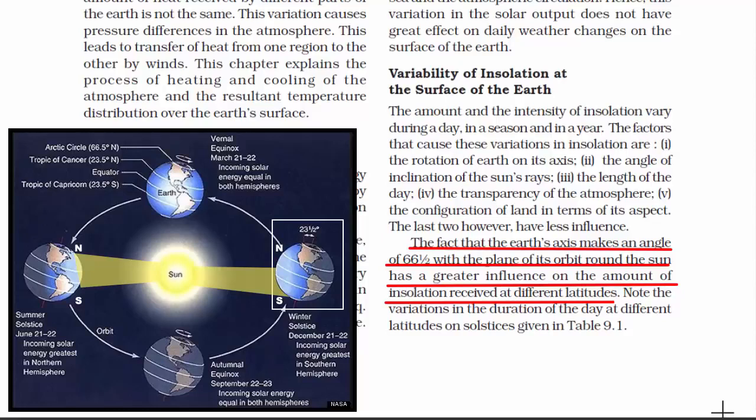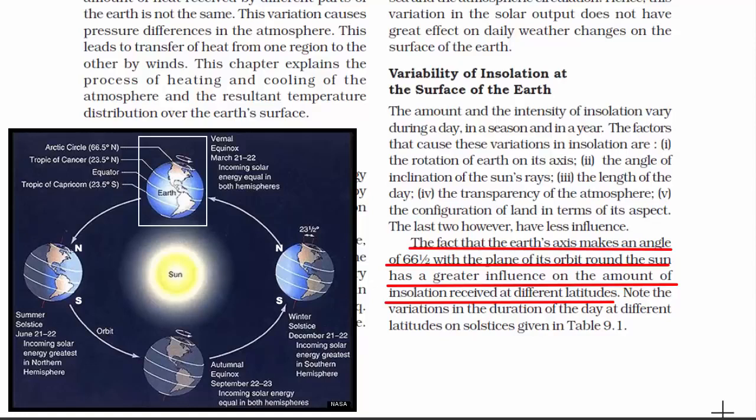Now from winter solstice, the Earth moves towards vernal equinox. This is in the month of March. Again, just like autumnal equinox, even in vernal equinox, both the northern and southern hemispheres receive an equal amount of sun rays, and the length of day and night is the same.